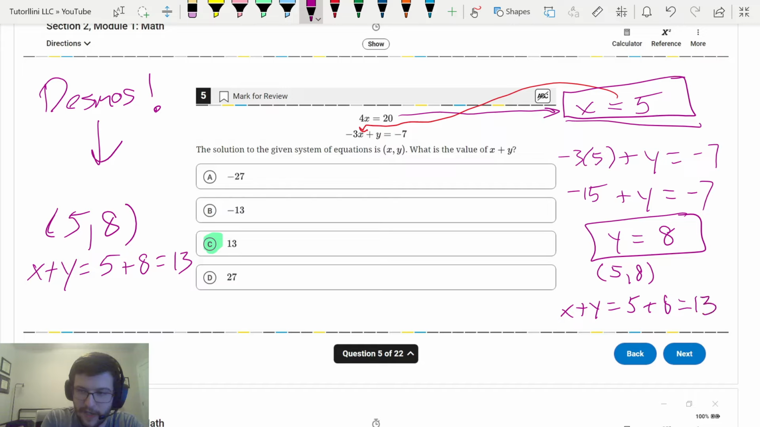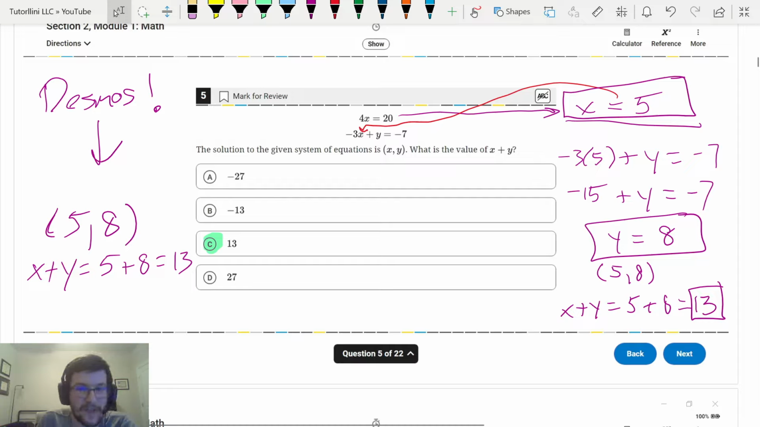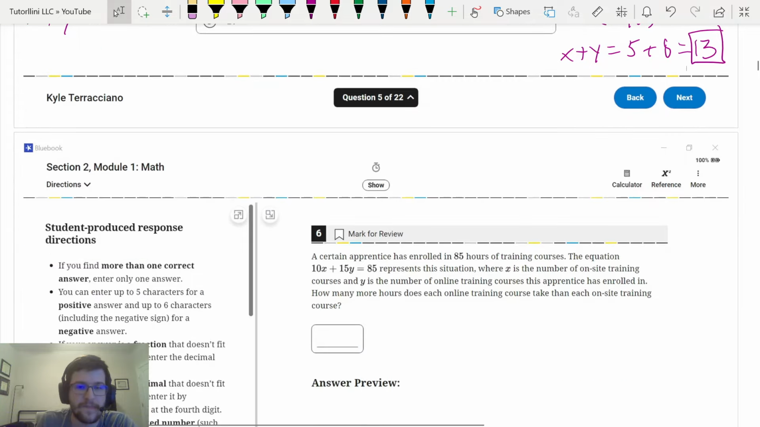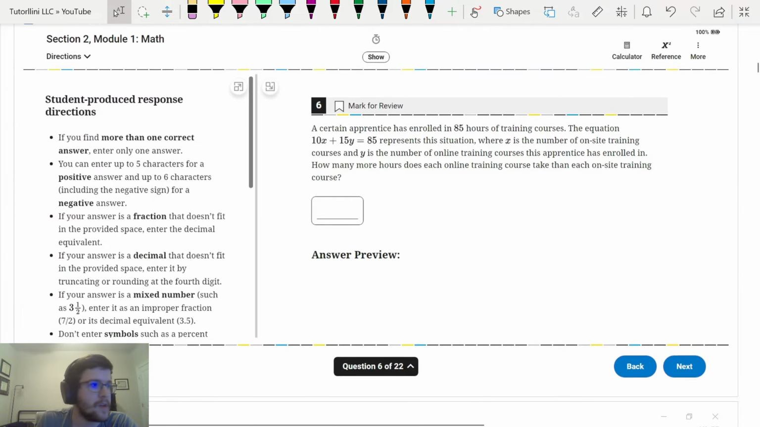So pretty much any systems of equations question like this, where all you need to do is find the solution or the solutions, I would not bother doing that by hand. You can just use Desmos, and it makes it a lot easier. Okay, and I'm learning new stuff about Desmos all the time, so hopefully that comes across in the videos. All right, 6.